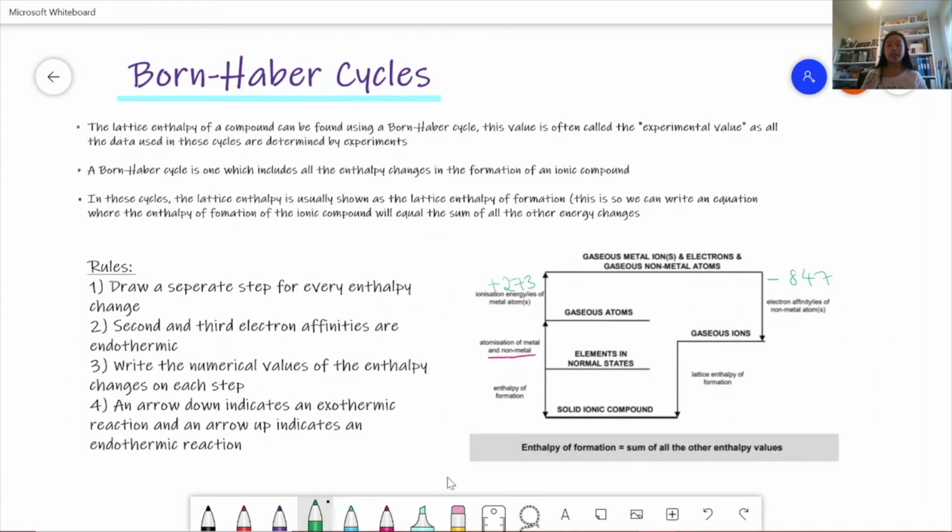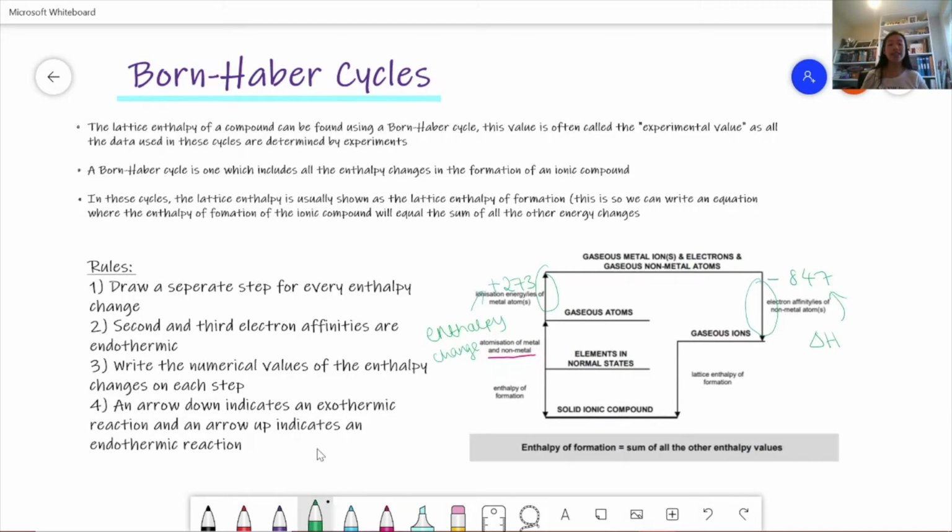And the fourth rule is that an arrow down indicates an exothermic reaction and an arrow up indicates an endothermic reaction. So as you can see how I've labelled the numbers, this arrow up would be positive because it's endothermic, so this is the enthalpy change. So that would be positive. And this one over here, the arrow is going down, and so the enthalpy change will be negative, like we've learned already.